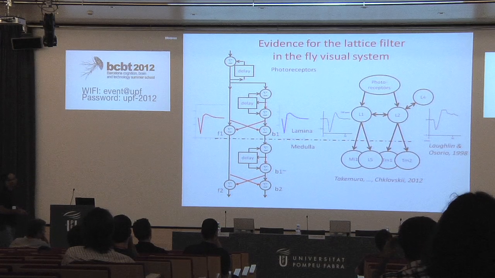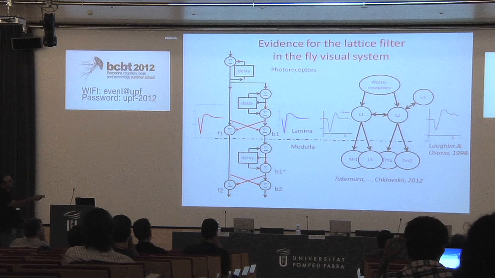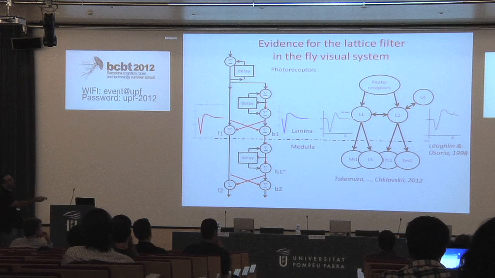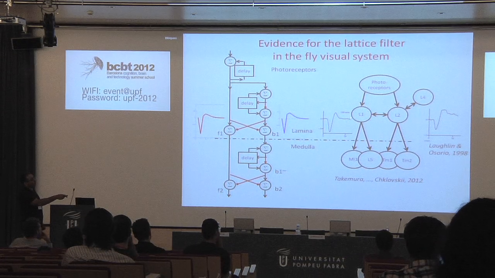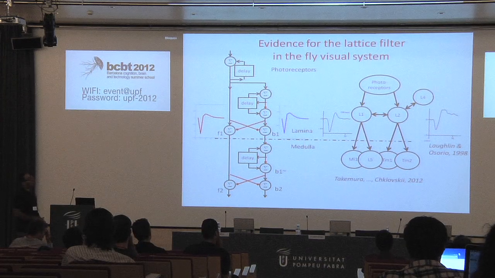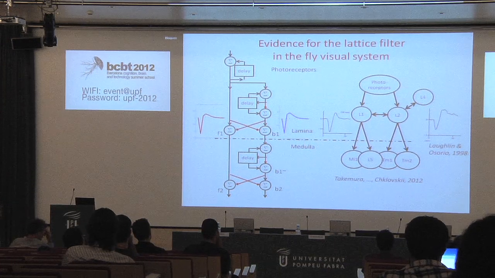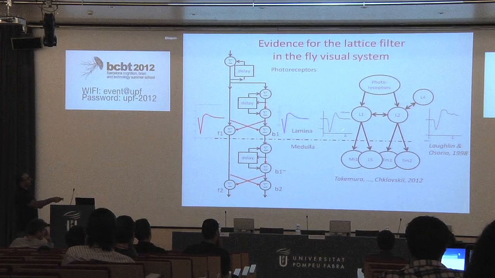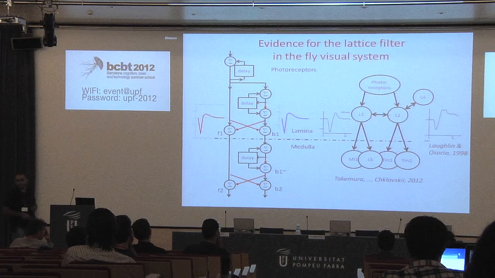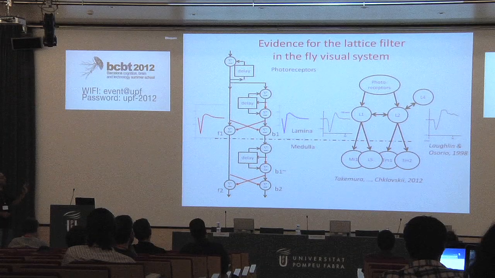And so in fly, photoreceptors synapse on these two cells, L1 and L2, from which you can record. And the recordings that I showed are indistinguishable between L1 and L2, as Antje pointed out. So can they still correspond to the forward and backward filter? And I think they can. And you can see it in two ways.